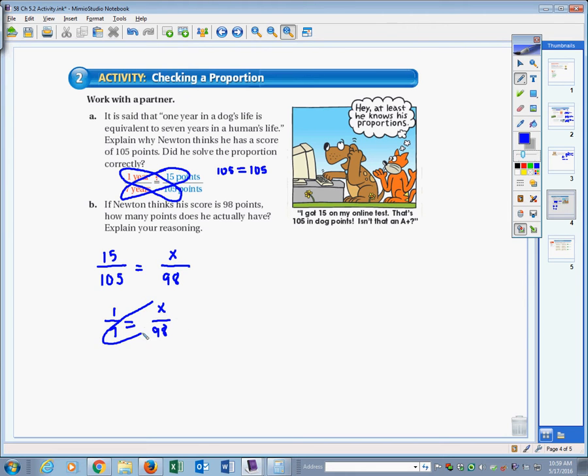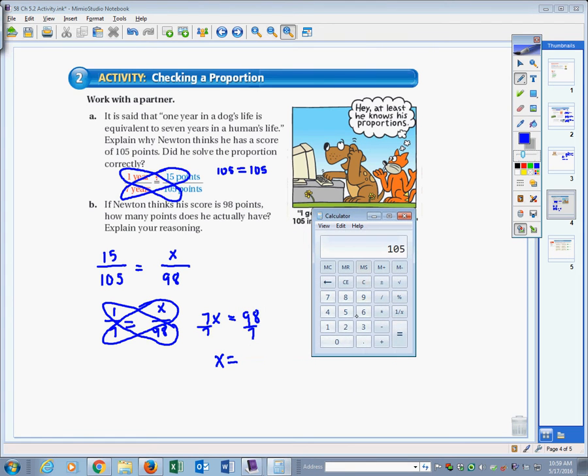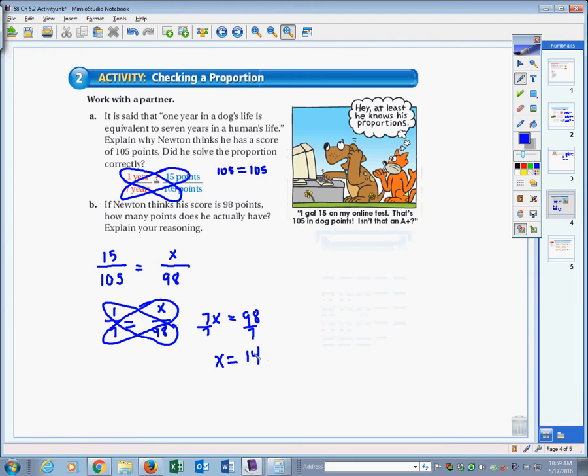So we're going to do our cross products. 7 times x is going to give us 7x. 1 times 98 is going to give us 98. So we can actually solve this one-step equation by using division, dividing both sides by 7. So that would give us x is equal to, do I care that you use a calculator for this answer? Absolutely not. 98 divided by 7 is 14. So the question says, how many points does he actually have? He got 14 questions right on the quiz. Okay?